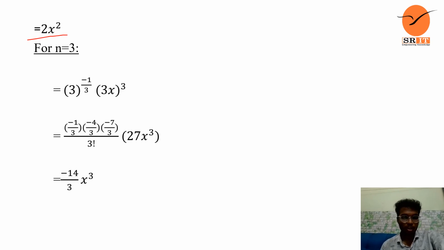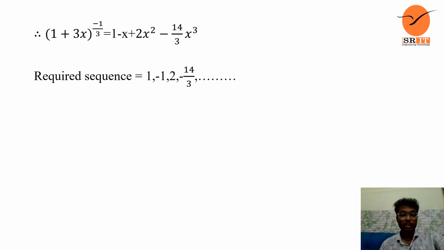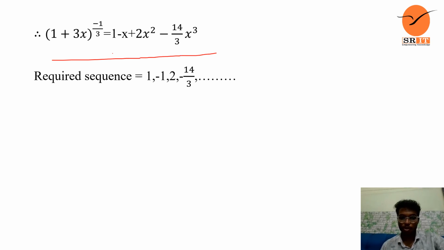And later for n = 3: C(-1/3, 3) into (3x)^3. (3x)^3 means 3^3 into x^3, and 3^3 is 27, so 27x^3. Then this can be generalized with the formula (-1/3)(-4/3)(-7/3) divided by 3 factorial. 3 factorial is 6, and hence we cancel out, do the calculations, and finally this is the value for n = 3. Like this, after solving, we got the solution: 1 - x + 2x^2 - (14/3)x^3. This is the entire solution.